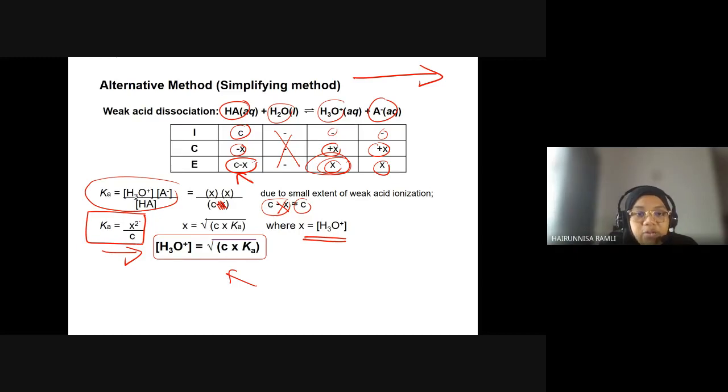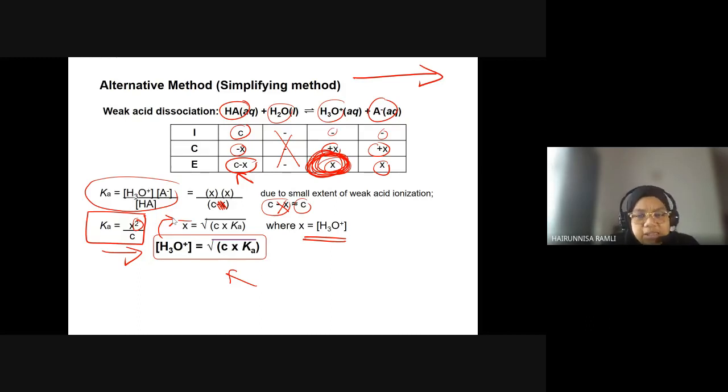So now we want to find X. Betul tak? Yang penting kita nak cari H3O+, X. So you rearrange, you get the X as a subject. Then you akan dapat, sebab ni square kan, square root C times Ka. So we know that X is H3O+. So that's why formula H3O+ sama dengan X. Kalau perasan sebenarnya sama je macam yang tadi bila kita guna simplifying assumption. So that's why kalaulah ada method alternative ni, means that semualah acid base tu kita boleh simplify without using quadratic.